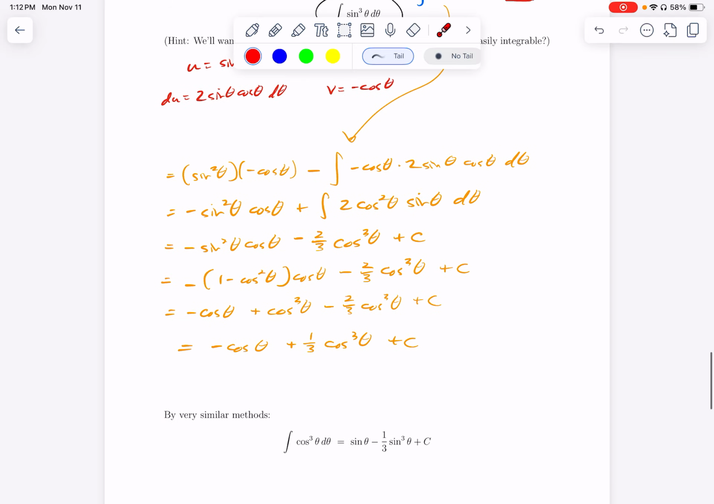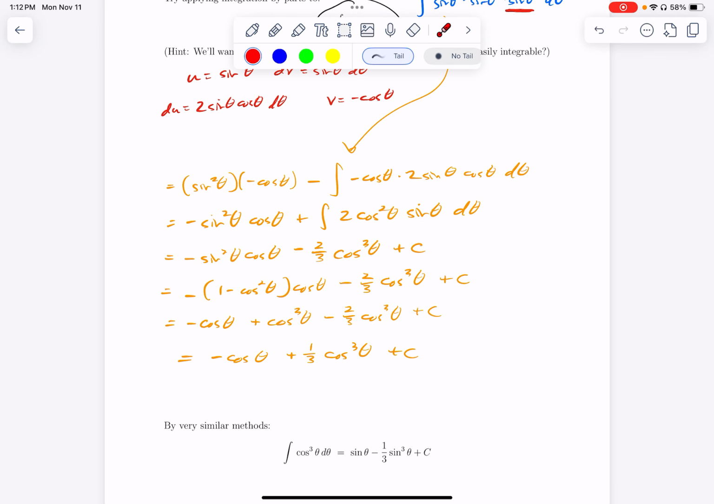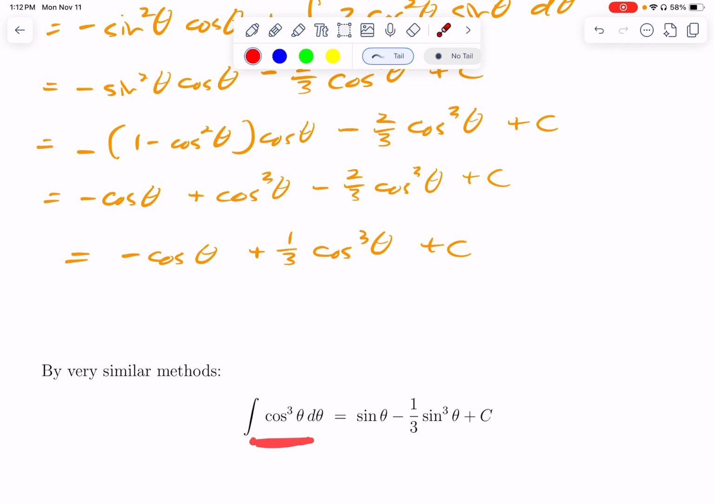And then a very similar argument shows that the antiderivative of cosine cubed is sine theta minus 1/3 sine cubed theta. We'll notice that it's really just the opposite cofunction. If we integrate or differentiate opposite cofunctions, we'll get opposite cofunctions. So a very similar pattern. I'm not going to go through it.